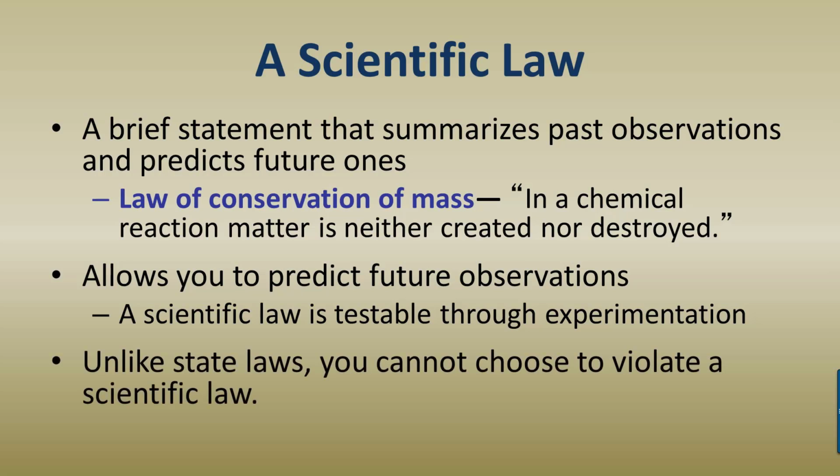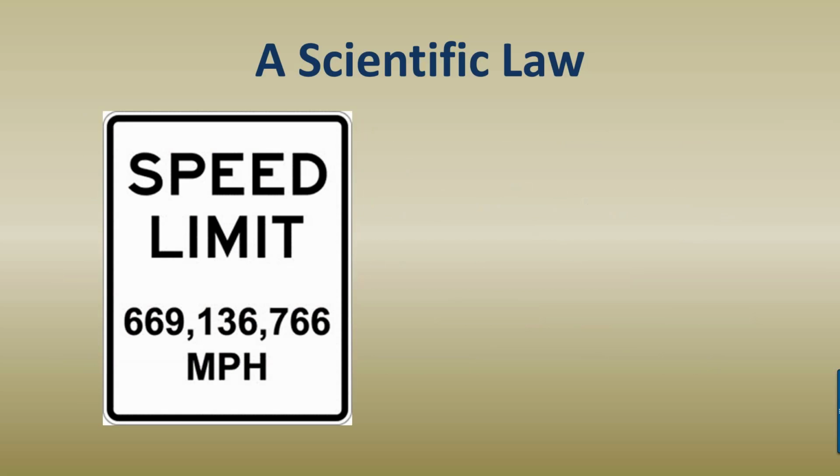But this is where laws are different than, at least scientific laws differ from, state laws. You can't choose to violate a scientific law. We're kind of stuck with them. Scientific laws are just the way things are. For example, the speed of light is a fixed value. We can't exceed that, according to Einstein's theory of relativity.